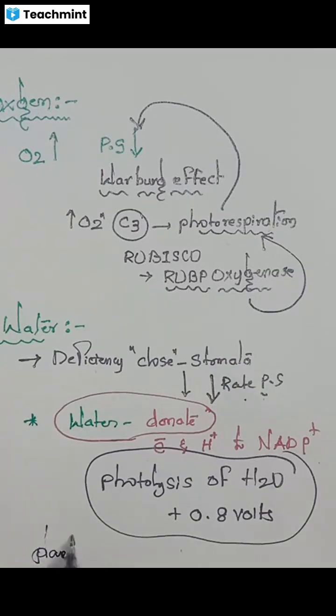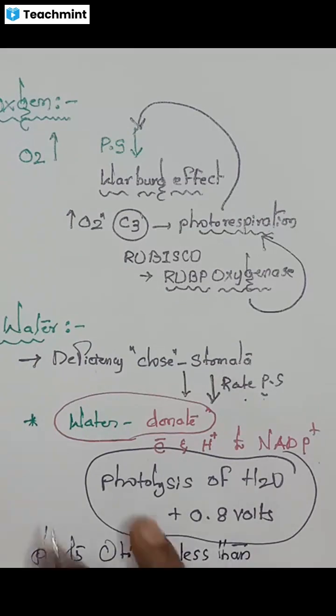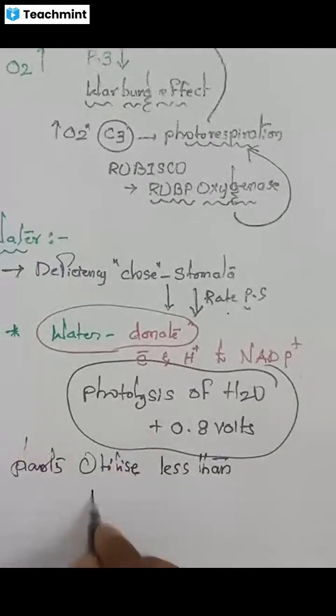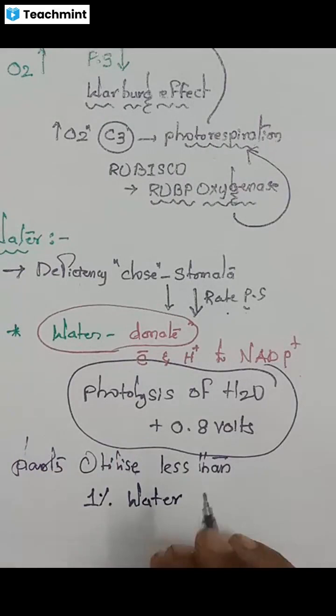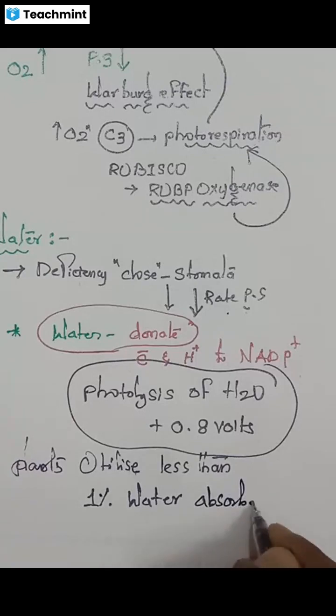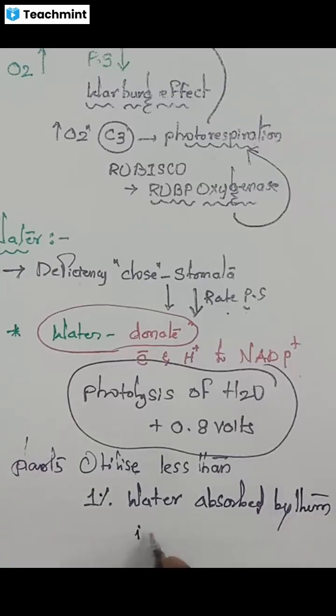So next important one: plants utilize less than 1% of the water absorbed by them in photosynthesis.